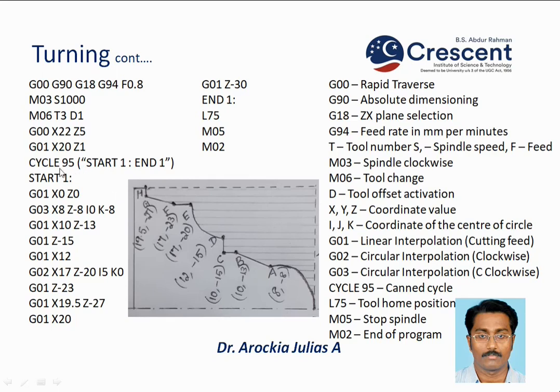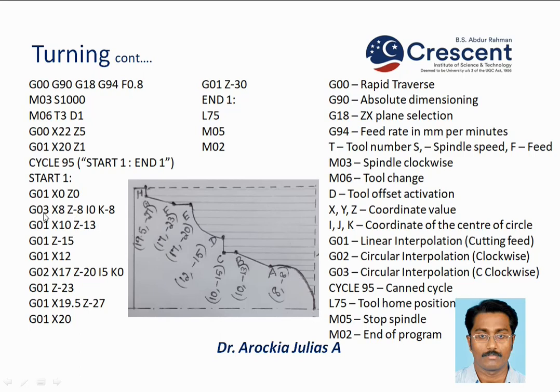Okay, so here the cycle 95, start 1, end 1, it is a syntax. We are defining a start point and the end point for this particular cycle. So next block is start 1. Now the program starts. G01 X0 Z0, it is the origin. Okay, the center point, that is O. As per our diagram, it is O. G01 X0 Z0. Now we have a circular profile. Okay, it is a counterclockwise.